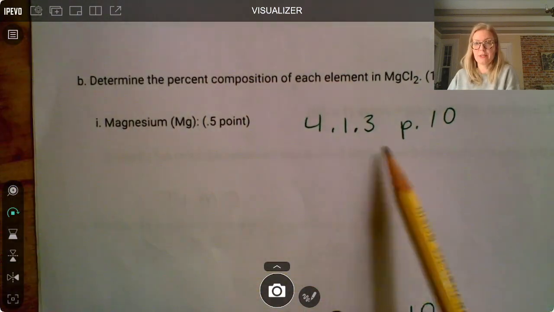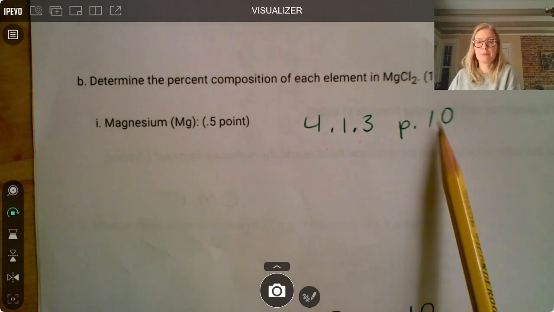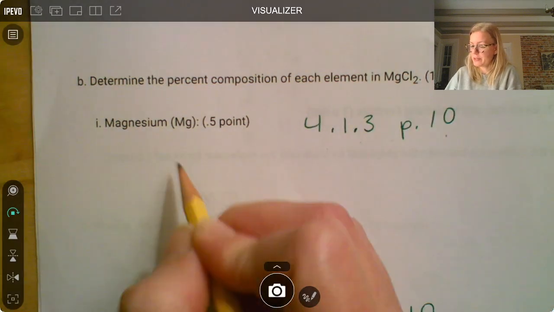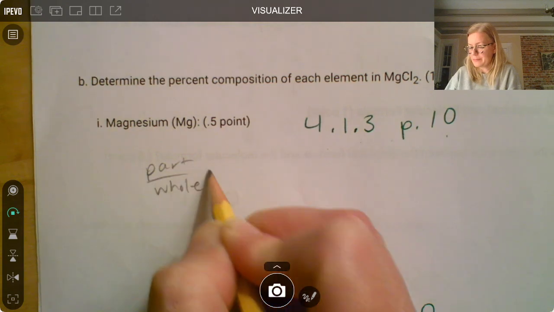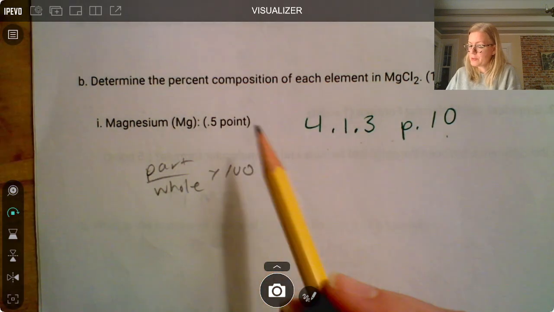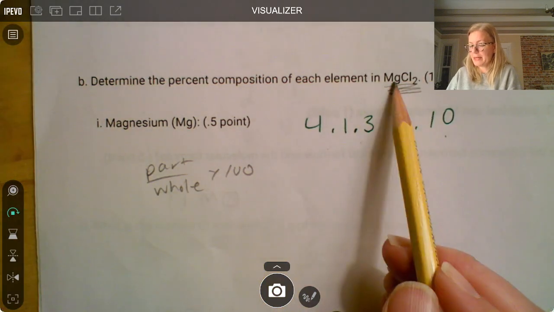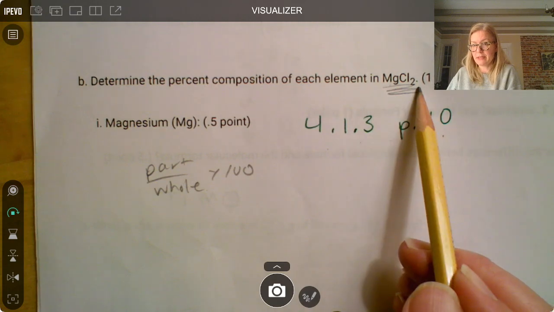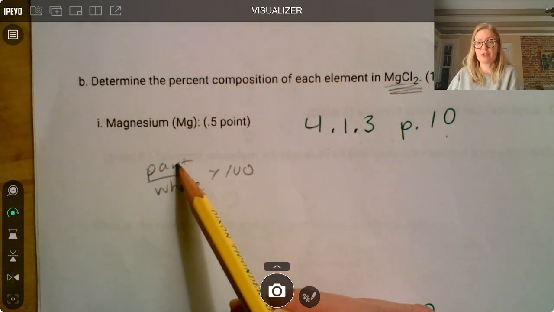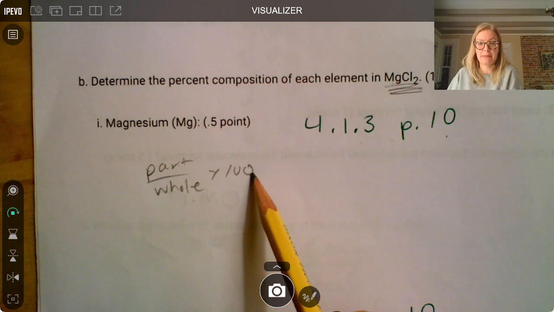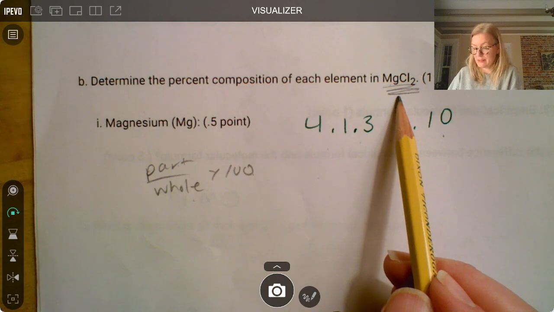Question B, number 1, you can look at 4.1.3, page 10, okay? The percent composition is basically just the part divided by the whole times 100, okay? So in this part, we have MgCl2. Add up the molar mass of 1 Mg and 2 Cls, that's the whole. And then on the top, you just put the mass of just the magnesium. And then you multiply by 100, and that'll be the percent of this that's magnesium.